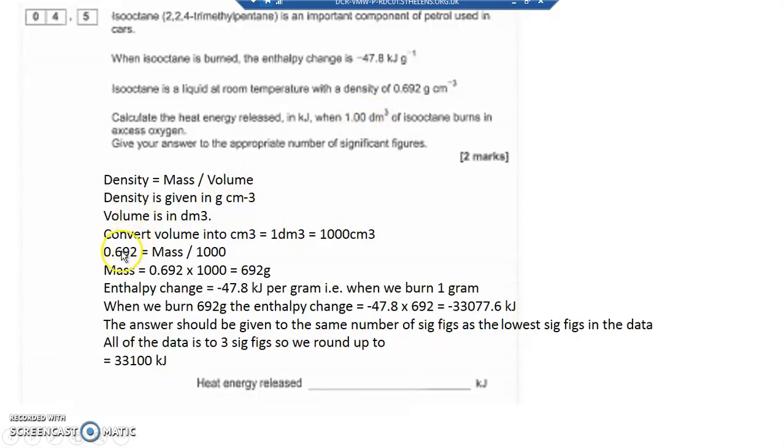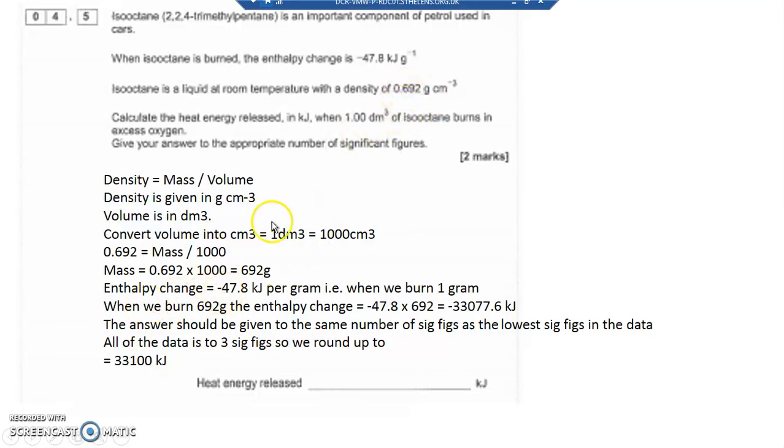So now, density is 0.692. The mass, I don't know. I'm not given the mass. I think that's what I've got to work out. Divided by the volume, which needs to be in centimeters cubed to match the units of density, divided by 1,000. Mass equals 0.692 times 1,000. So I've multiplied through by 1,000. And that will equal 692 grams. And it's in grams because the units of density are in grams.